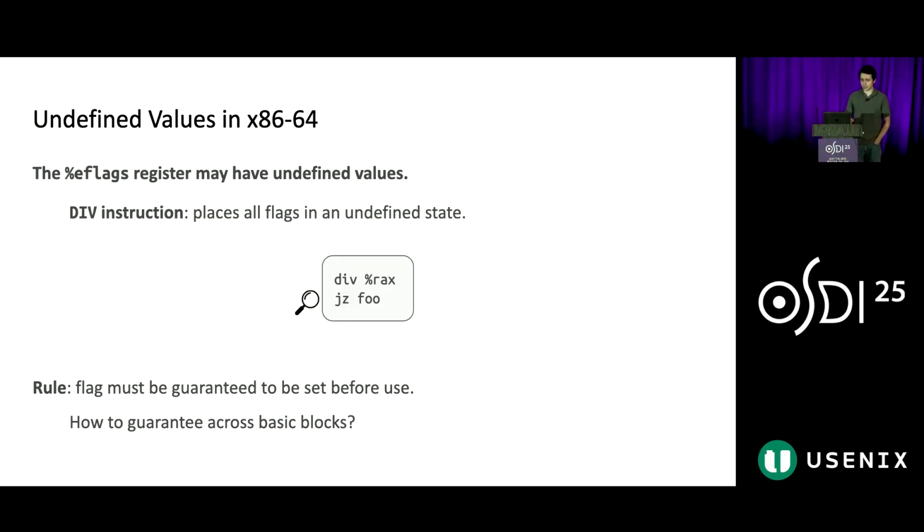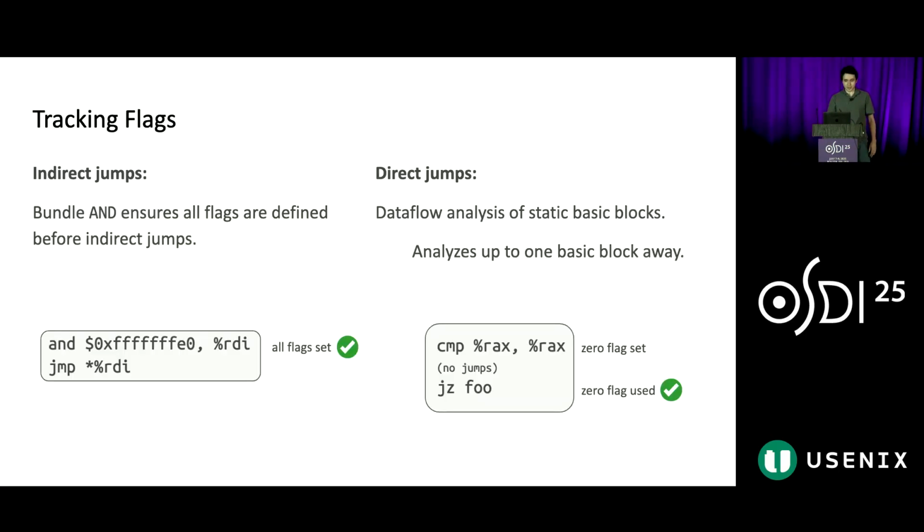There's a bit of a difficulty here to guarantee this across basic blocks. So there are two cases. One is basic blocks reached from indirect jumps. We don't know what those are at the machine code level, but luckily this AND instruction we had to introduce before every indirect branch for bundle alignment anyway defines all the arithmetic flags. So no matter where we arrive, we're guaranteed to have some deterministic set of flags from indirect jumps.